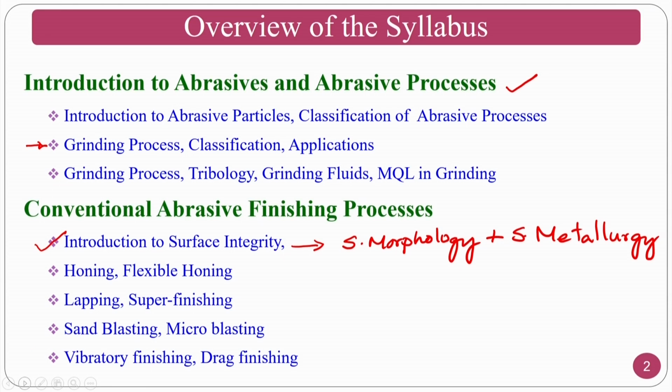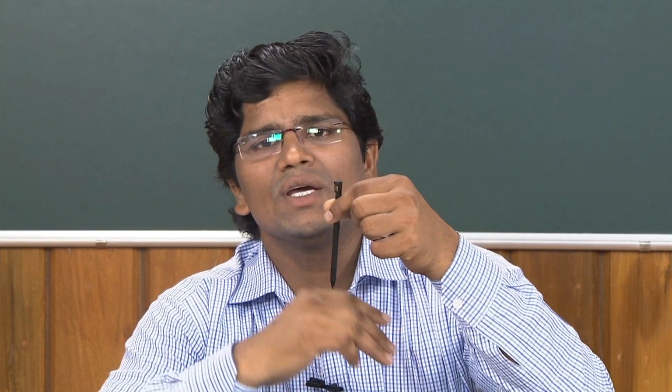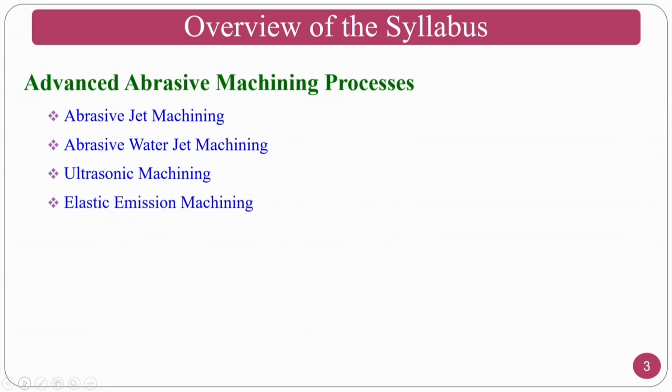What are the drawbacks of vibratory finishing? The components on the periphery of the bowl will have more motion than the components at the center. To avoid that, there is the drag finishing process, where you hold the component and the medium is rotated, so that all the components at their respective locations get a similar surface finish. Then we moved on to the advanced abrasive machining processes, where we have seen the abrasive jet machining process.